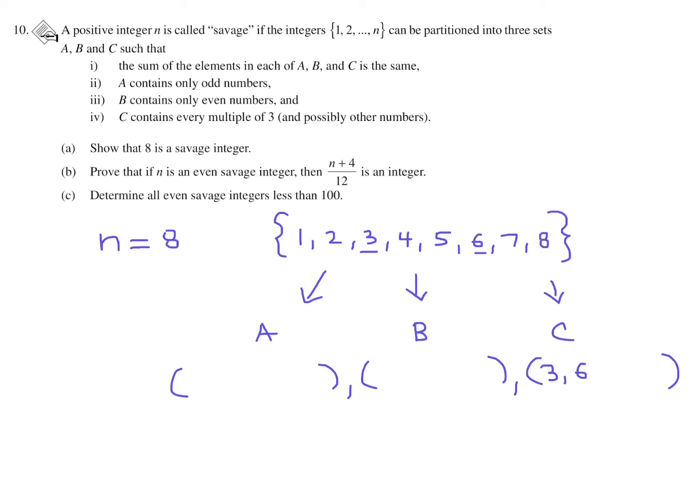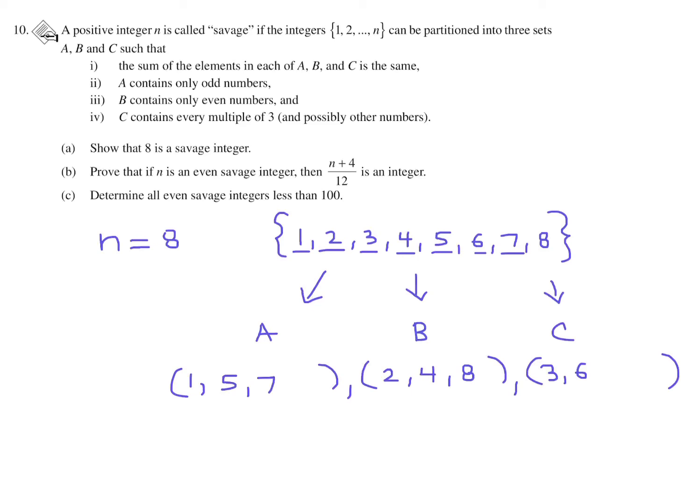A contains only odd numbers. All right, so 1, 3 is already taken, 5, and 7. That's the only numbers that can go in A. How about B? B is only even numbers. So 2, 4, 6 is already taken, and the only other number is 8. Okay, so that's my initial partition.